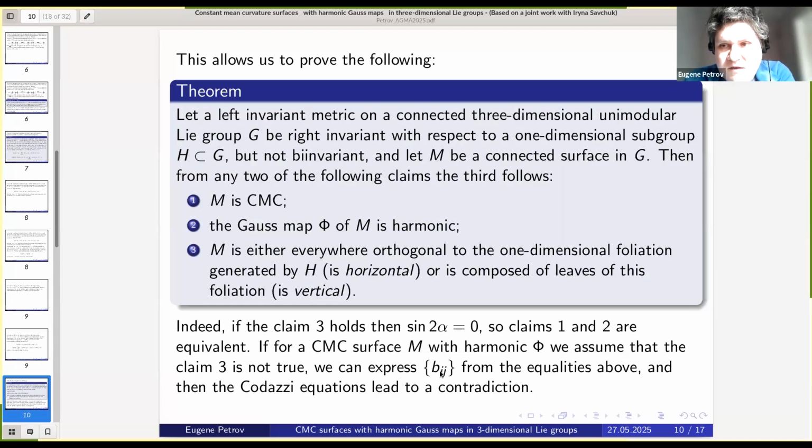So we have some distinguished direction defined by E3, and we are able to prove the following. In this situation, from any two of the following claims, the third follows: that M is of constant mean curvature, that the Gauss map phi of M is harmonic, and that M is either everywhere orthogonal to the one-dimensional foliation generated by E3, it's natural to call it horizontal, or is composed of leaves of this foliation, of its integral curves, so it's natural to call it vertical.